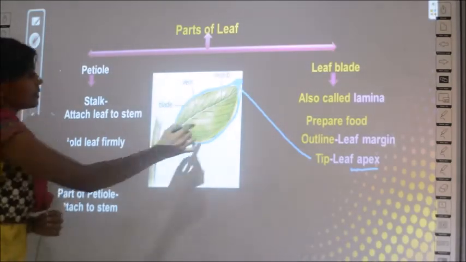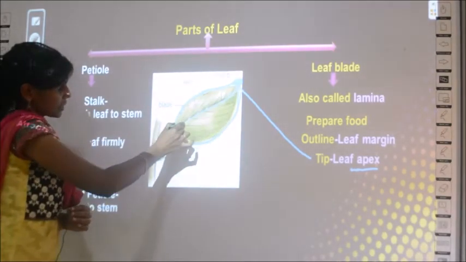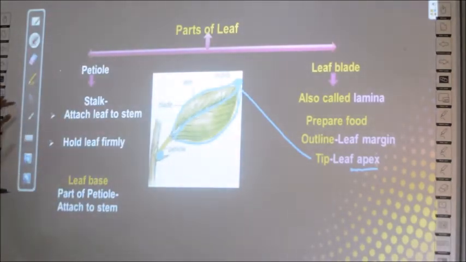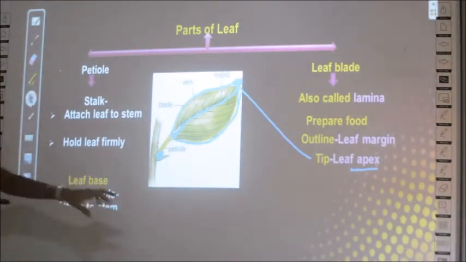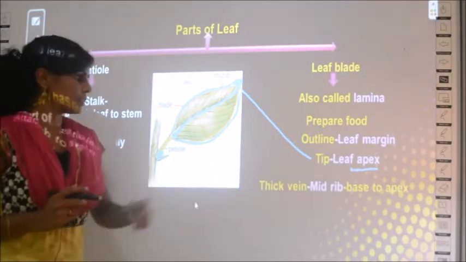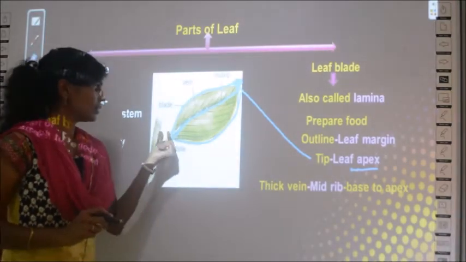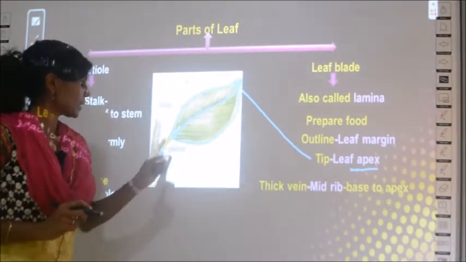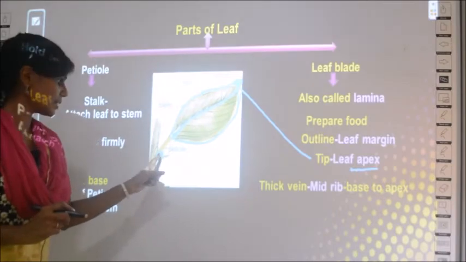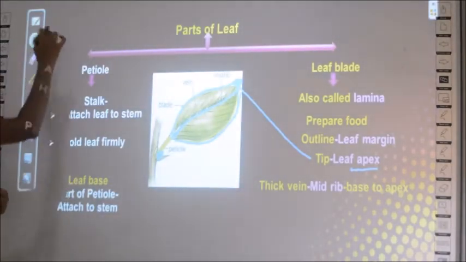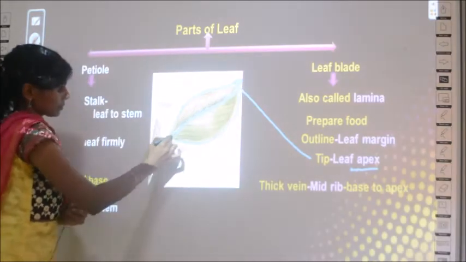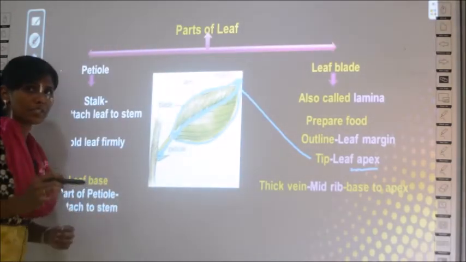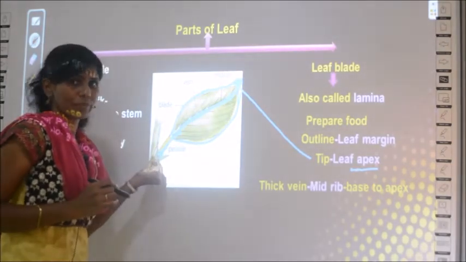Then you have a line in the center. It is called the midrib. What is that line actually? The line in the center is called the midrib. This midrib is a thick vein, and it connects the apex to the leaf base. This is the leaf base, right? From where to where can you find this midrib? It is from the apex to the leaf base. So this is all called the midrib. A midrib connects the apex with the leaf base.